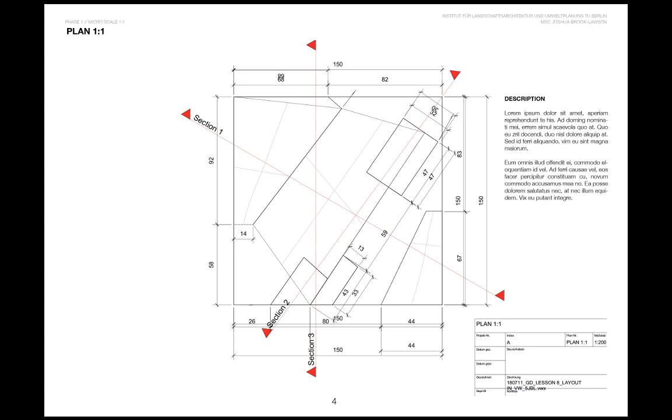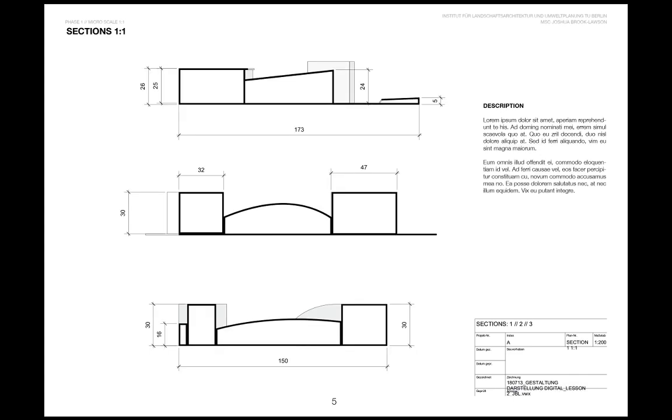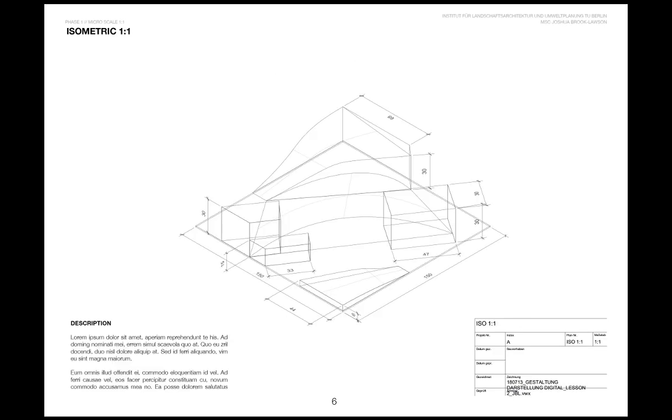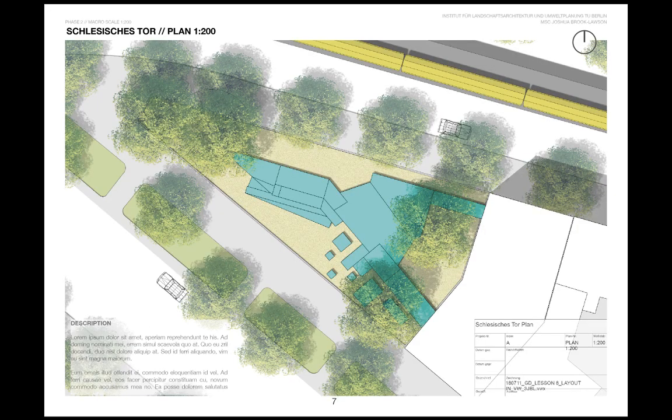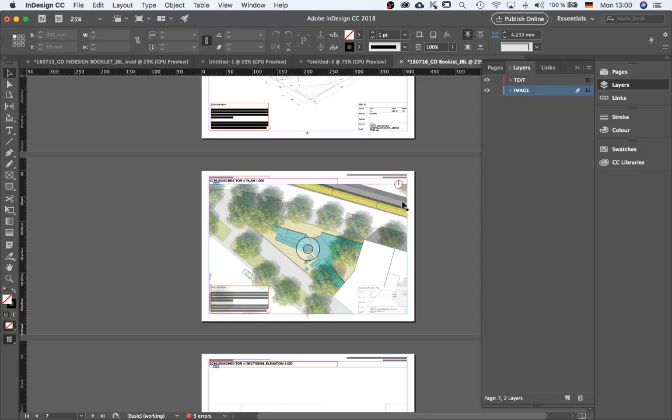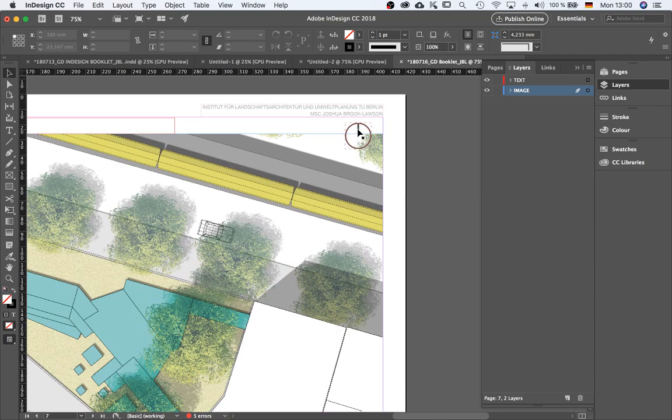Phase 1, plan, sections, isometric, Schlesisches plan. Yeah, you can see that that object should be on the plan, so that's why it's good to preview your pages before printing.